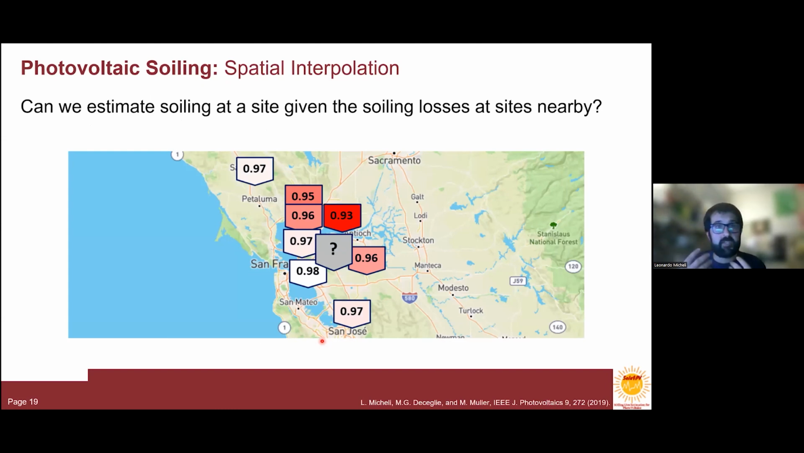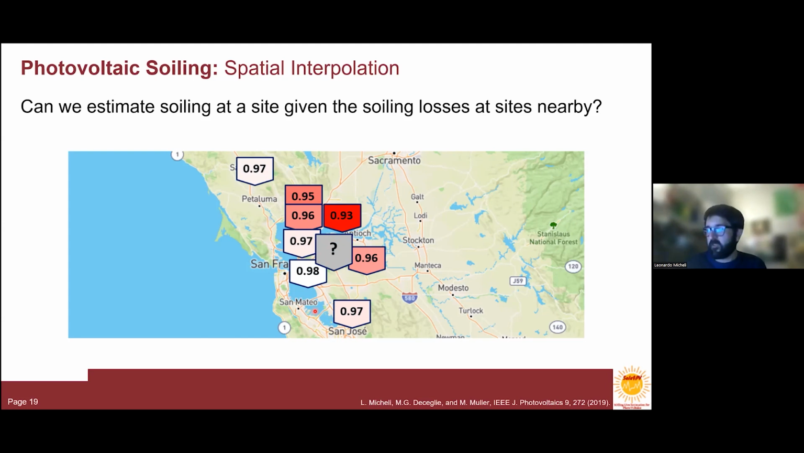So here you see an example of several PV systems installed in the Bay Area in California. You see, we know all the losses, all the soiling ratio from all these systems. But now we want to install a new system in an area that is nearby these systems, but where we don't have any soiling measurement. So how can we estimate losses in this site if we don't have any specific data from here? Well, yes, we can take information from all these nearby sites.